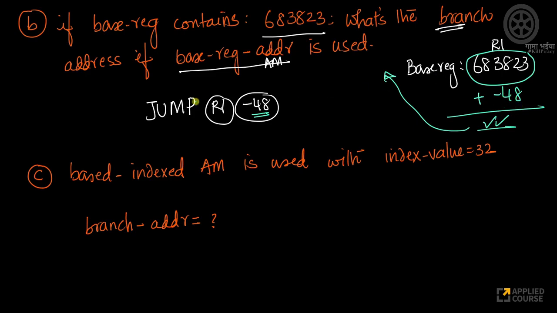Now there is a third type of addressing mode, which is a mixture of multiple things. Sometimes people also use based indexed addressing mode.